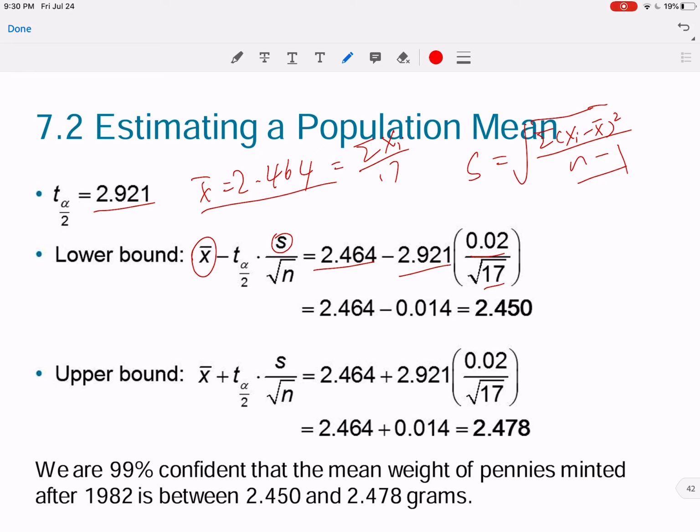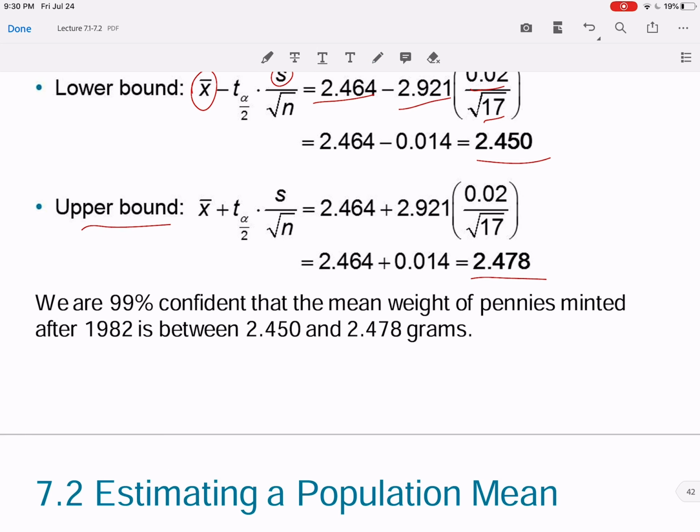So we plug all of them back into this formula to get the lower bound, which is 2.45. Same thing, we plug all the numbers back into the upper bound, and we get the upper bound is 2.478. Then we can go ahead and make the conclusion. We are 99% confident that the mean weight of pennies minted after 1982 is between 2.45 and 2.478, if you want to round it to 3 decimal places.